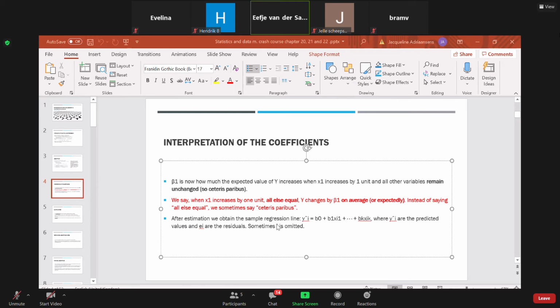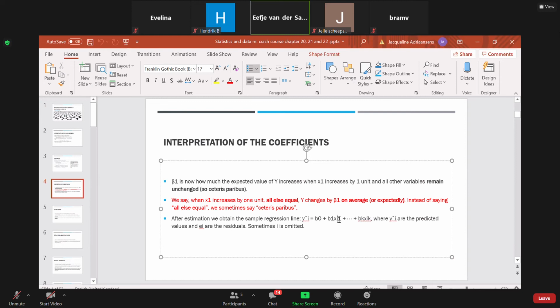After estimation, we obtain the sample regression line y hat is b0 plus b1 x_i1 plus ... plus bk x_ik, where y_i hat are the predicted values, and e_i are the residuals. They didn't include them here because this is the predicted value, and to get the actual value, you do the predicted plus your error. That's why they didn't include it. But sometimes this looks very complicated, I think. And often they just leave out the i.